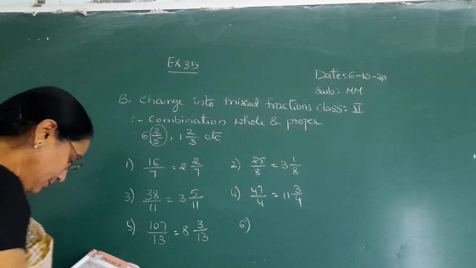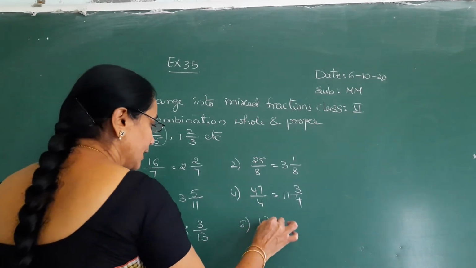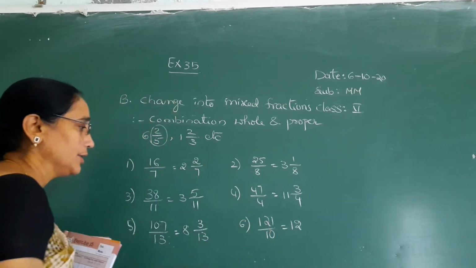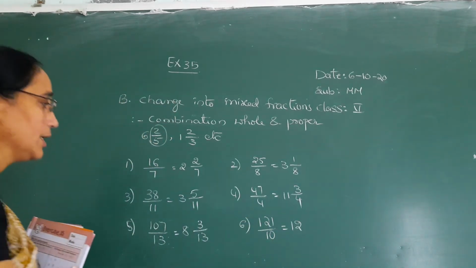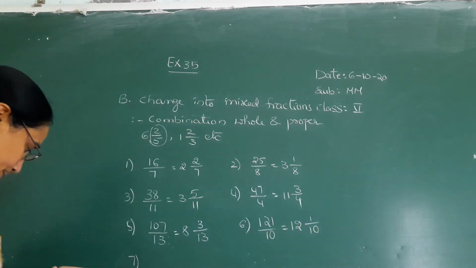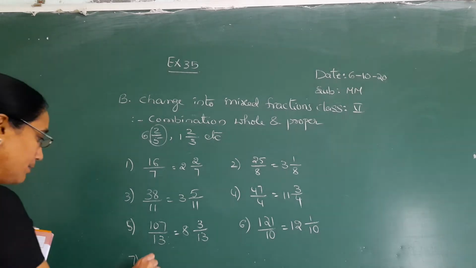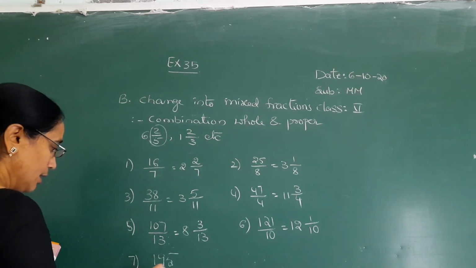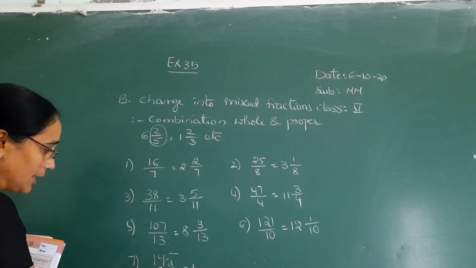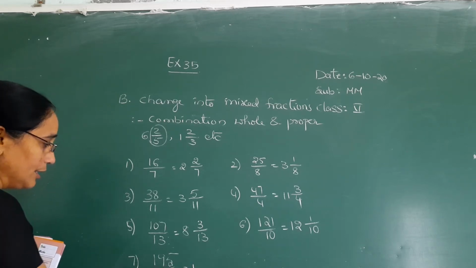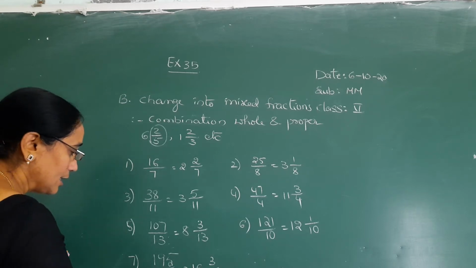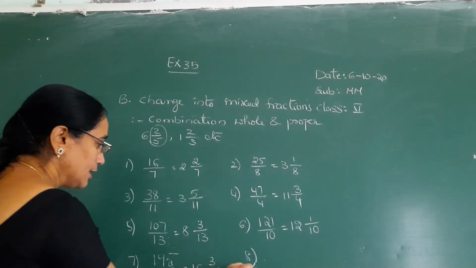See the sixth one. 121 by 10. 12 10s are 120. Subtract 120 from 121. Remainder is 1 by 10. See the seventh problem. 195 by 12. So already you know short division. 12 ones are 12. Remainder is 7. 75: 12 6s are 72, and remaining is 3. 3 by 12. See the eighth problem.